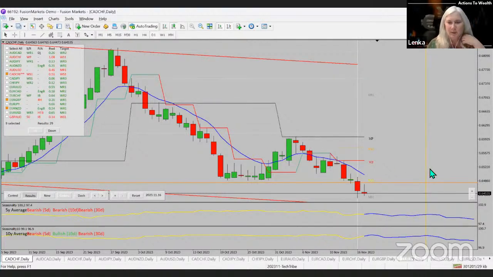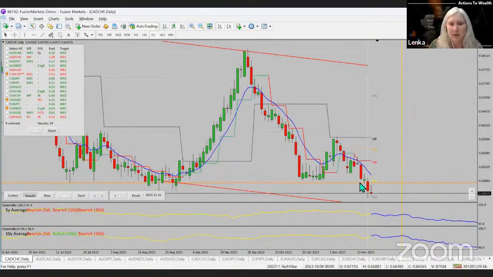So the first chart I'm looking at is CAD CHF. I'm looking to see if this will continue in the downward motion that it broke through last week. So let's have a look. Where is my annotating tool? Let me just set that up. Okay. So last week, we had this.